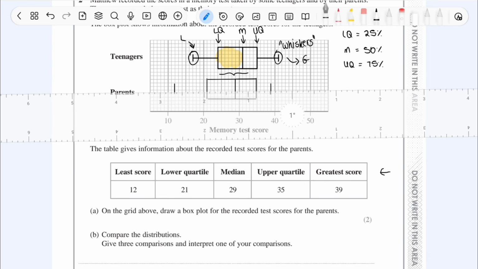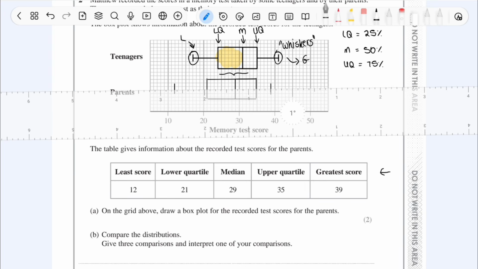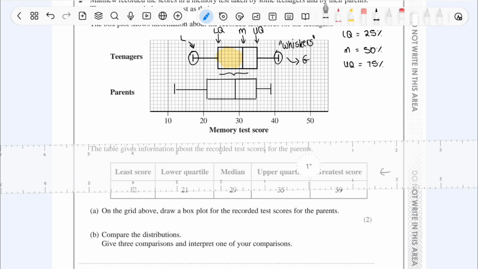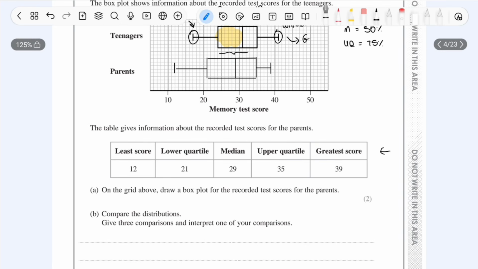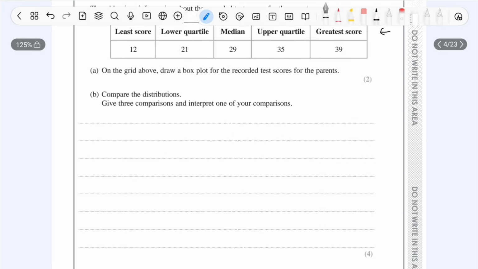And then connect the whiskers to the actual box itself. And that is pretty much the diagram. Now, if you get all of those plotted, that's a free 2 marks. And at the end of the day, if you practice these, then it will be second nature.